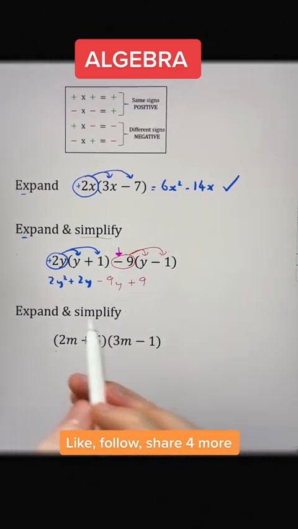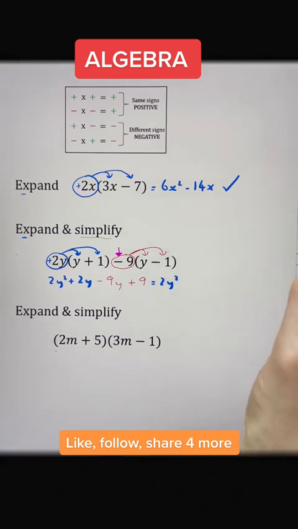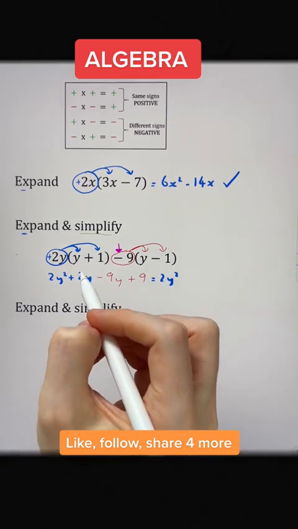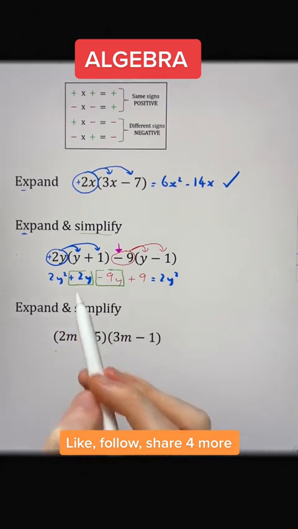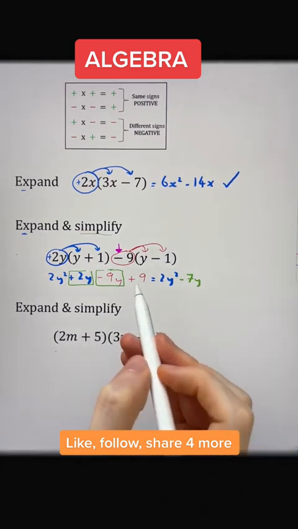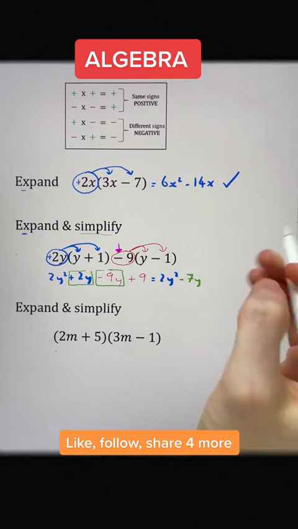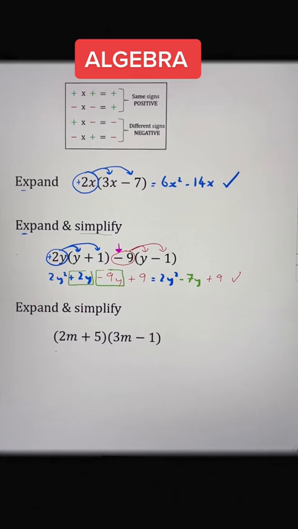Collecting like terms, well, in this case I've got 2y squared, and no other term ending in y squared. Collecting my single letters of y, here I have plus 2y, subtract 9y. They're like terms, as they both end in single y. Well, 2y take away 9y will simplify to give us negative 7y, and I've still got plus 9 that I must place on the end. Hence, my final answer is 2y squared minus 7y plus 9.